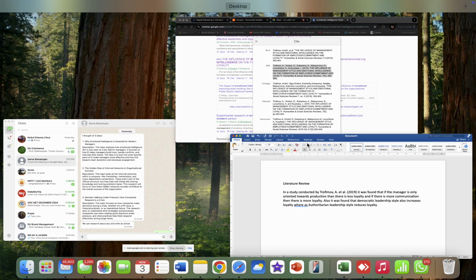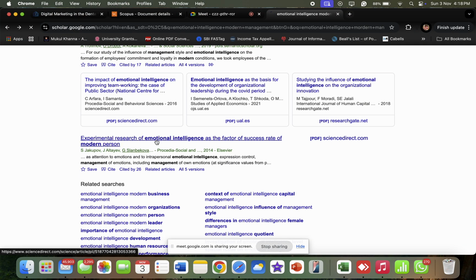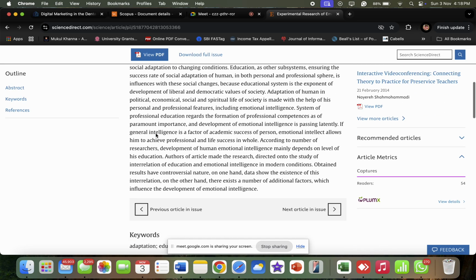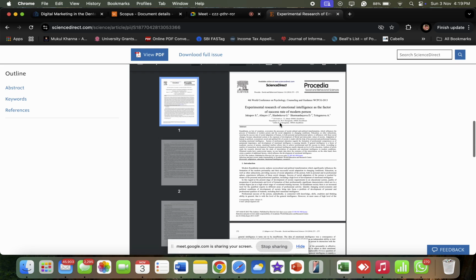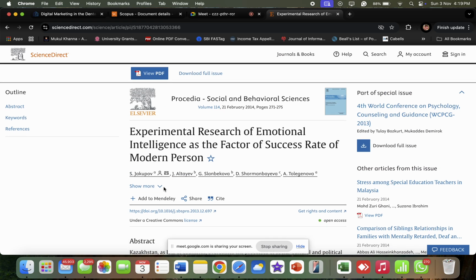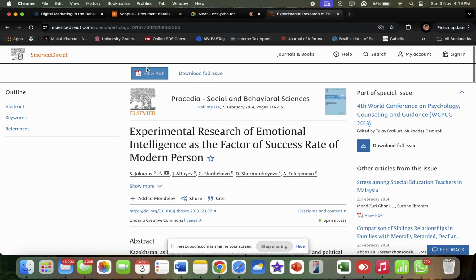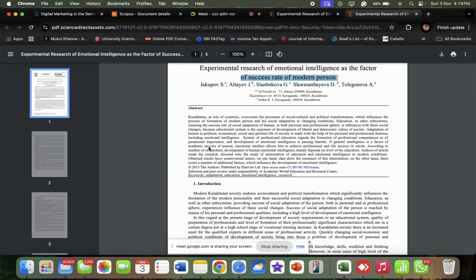Similarly, now what we'll be doing is searching for all the papers related to the topic that we are covering. Similarly, we will find out that this paper has been published elsewhere. Okay, so Elsevier is another good publication. This is the entire paper over here. We will click on the PDF if it is there, like where is it? Yeah, full paper view PDF. Now we can also read this paper, Experimental Study on Emotional Intelligence as a Factor of Success Rate of a Modern Person. So this is another topic that we can do.